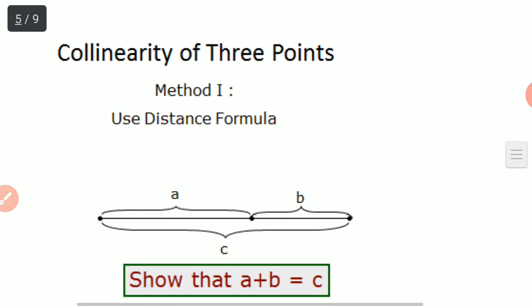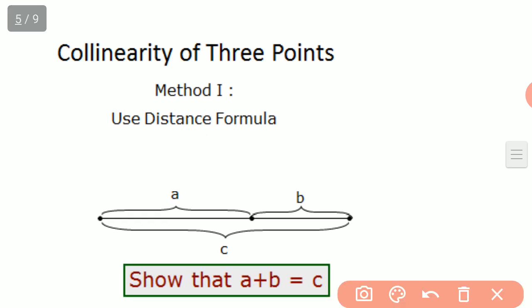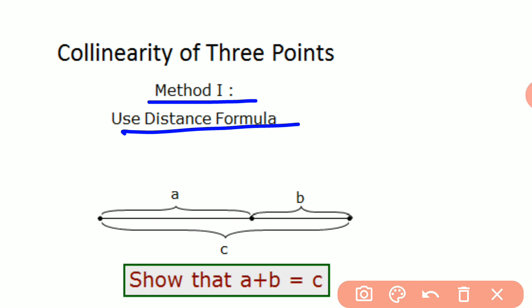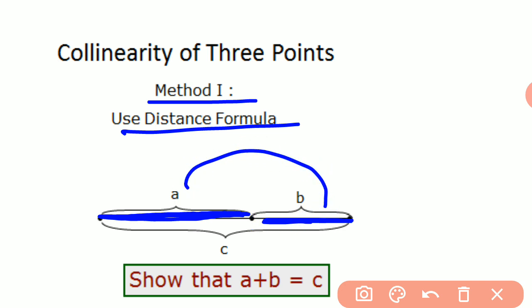Collinearity of 3 points. Method 1: we can use the distance formula and show that a plus b equals c. It means the distance from here to here. Using the distance formula we will find a, and using the distance formula we will find b. When the sum of a and b equals the value of c, then the 3 points will be collinear.